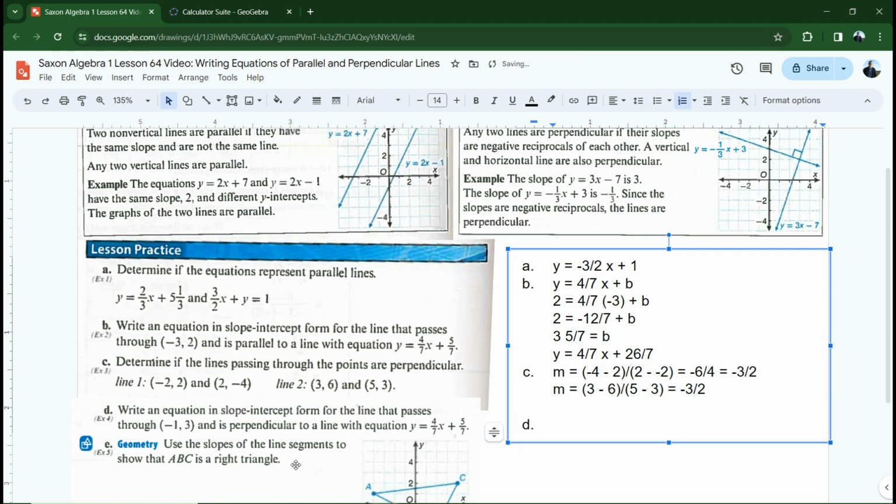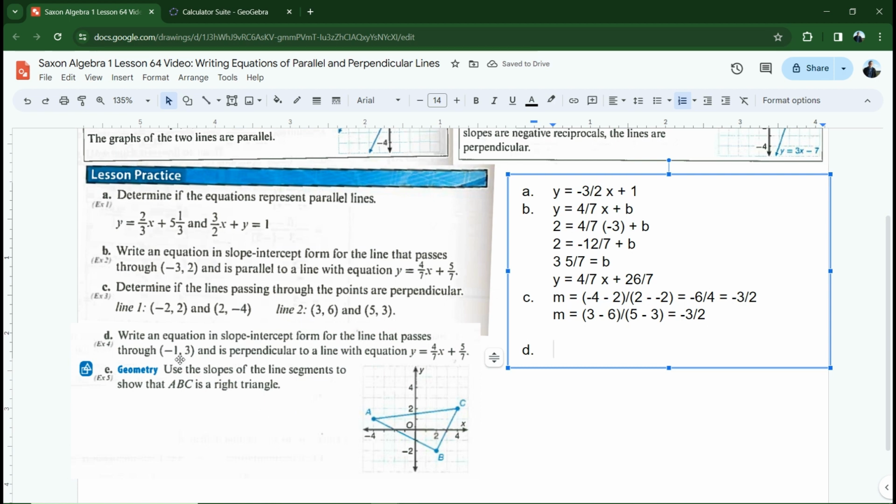All right, letter D. Write an equation in slope-intercept form for the line that passes through -1, 3 that is perpendicular to a line with the equation up above. So it's going to be the exact same problem as up above, except now y is going to equal -7 over 4x plus b. How do I know that? Well, before the slope was 4/7, right? Now I need the perpendicular line, which is going to have the opposite reciprocal, -7 over 4.